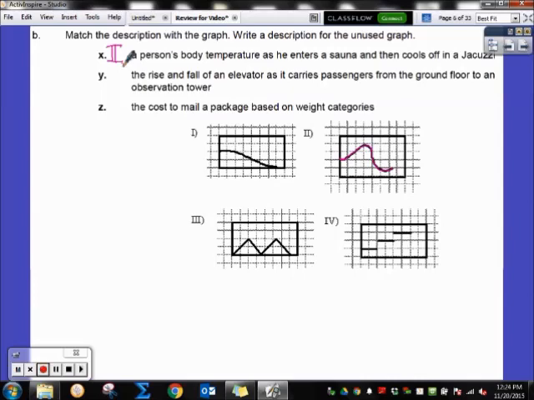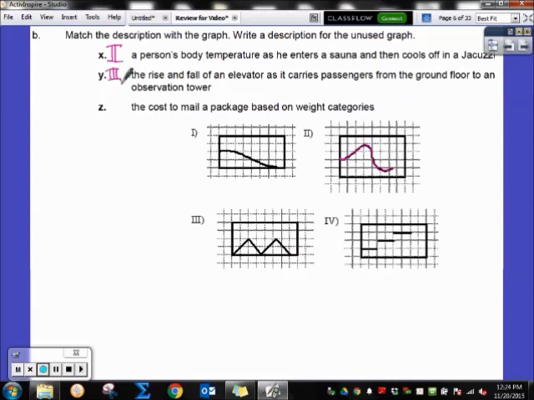Then for Y, the rise and fall of an elevator as it carries passengers from the ground floor to the observation tower. So we know in this case the elevator is going to go up and down, and that's exactly what this graph does over a certain period of time. So Y is 3.